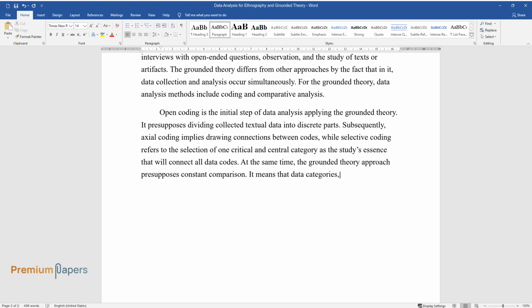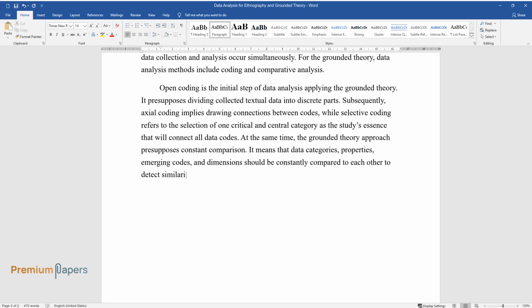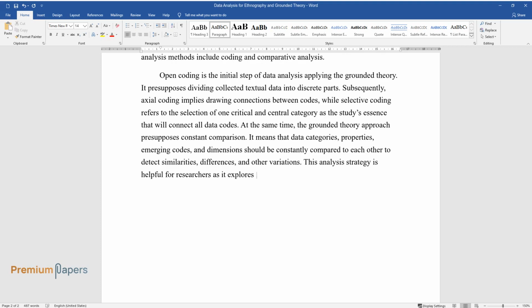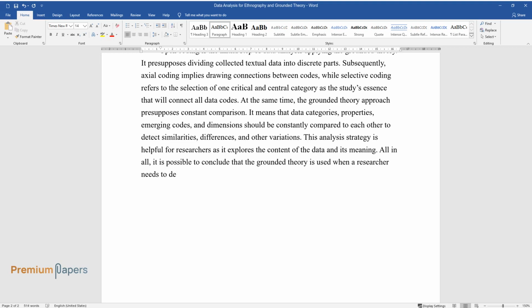It means that data categories, properties, emerging codes, and dimensions should be constantly compared to each other to detect similarities, differences, and other variations. This analysis strategy is helpful for researchers as it explores the content of the data and its meaning. All in all, it is possible to conclude that the grounded theory is used when a researcher needs to develop a theory based on data.